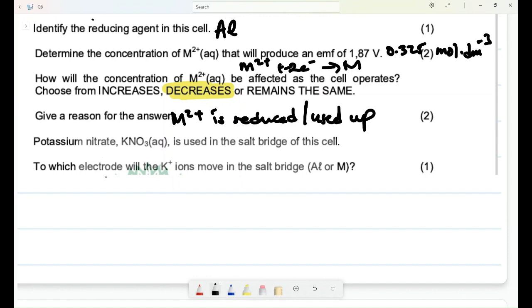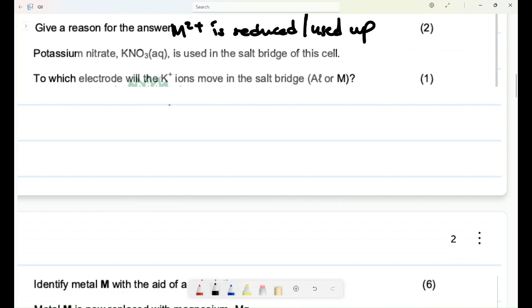Now they ask us, potassium nitrate is used as a salt bridge on this equation. To which electrode will the K plus go to? Now, I want you to get it like this. The cat plus, we call them cations, sorry. Then the NO3 minus, even though it is a spectator ion, we call them the anion.